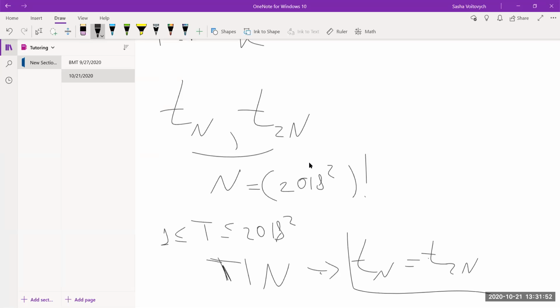So no matter what ABCD we choose, this will always hold, because the sequence is periodic, and we showed that the period is less than 2018 squared. So then Tn would always be equal to T2n.